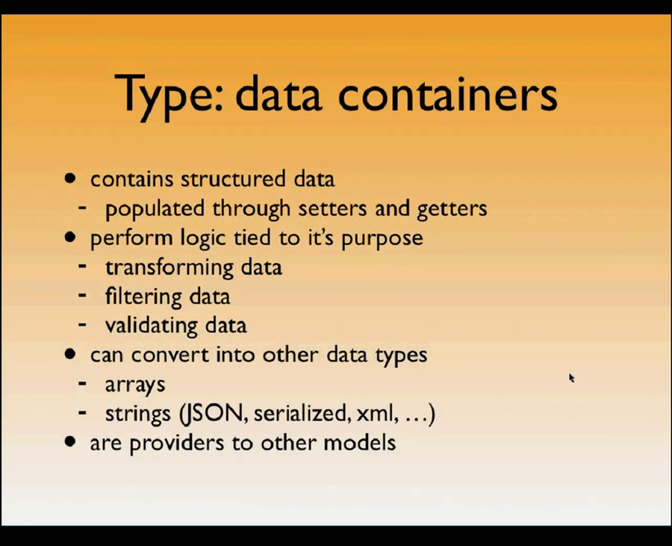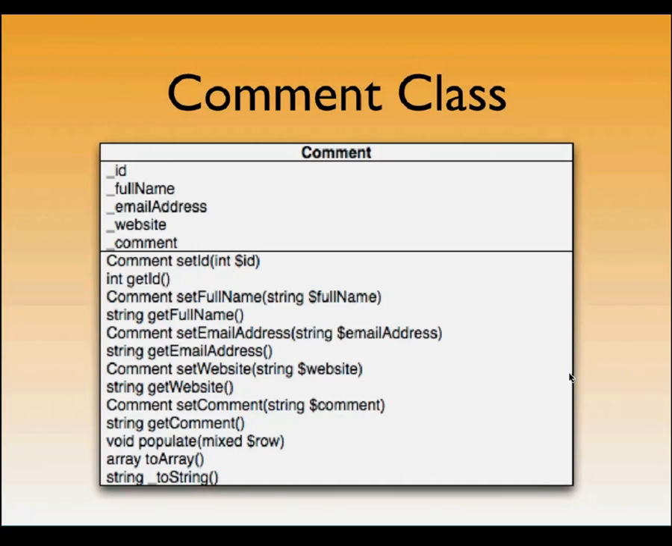Using the form ideology that we had, we have a comment class. So it has an ID, a full name, email address, website, comments, and so on and so on. So we have a bunch of setters and getters, and of course we have a generic populate method, so we can just throw in a row of data and it populates the model. And we also have toArray and toString as methods to convert it back to an array or to a string.